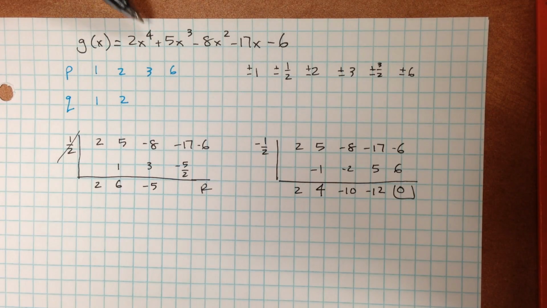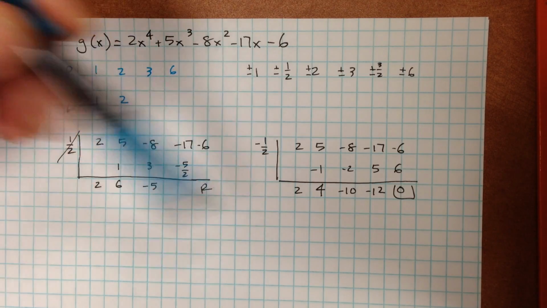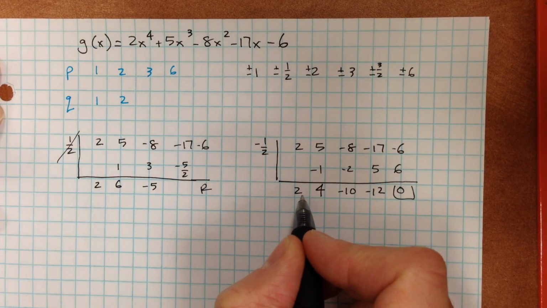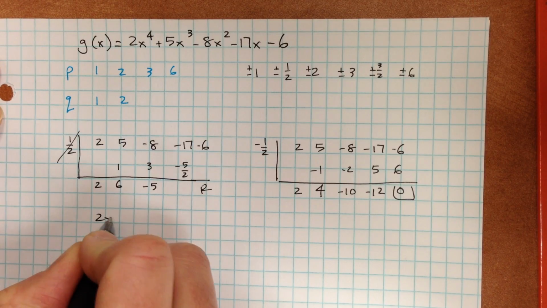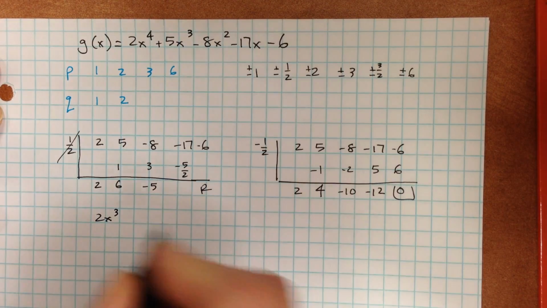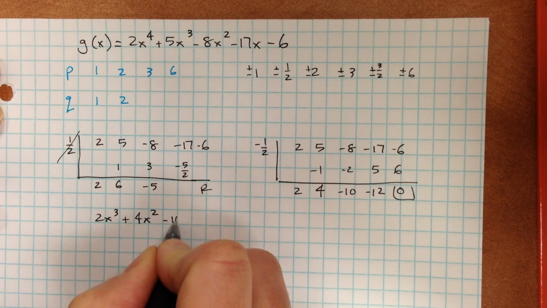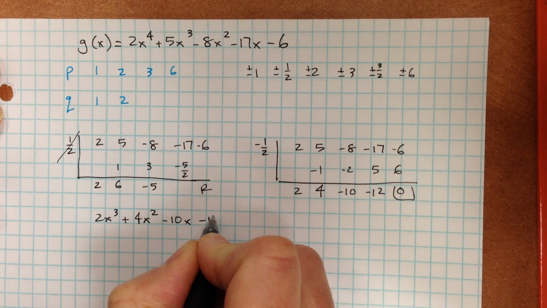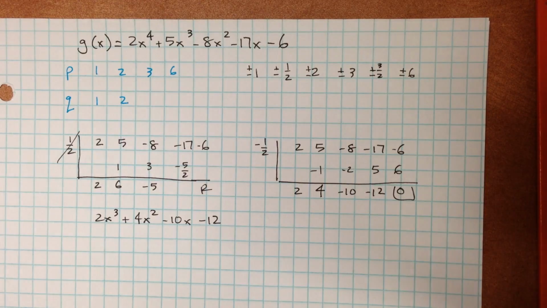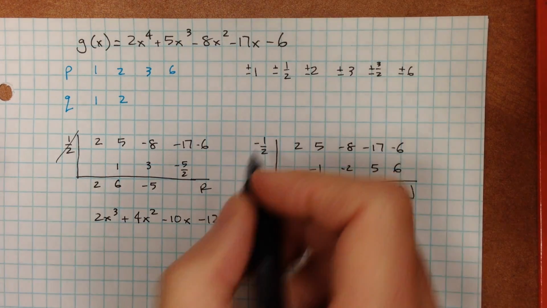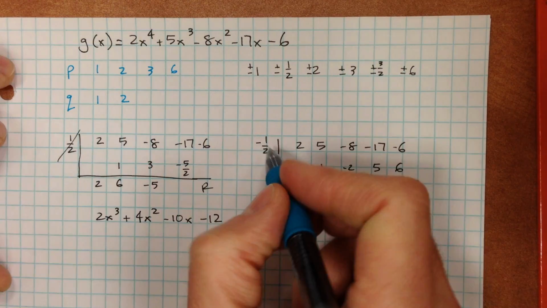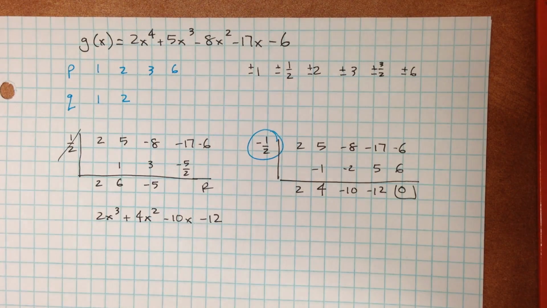So now we were at degree 4. We are now dealing with degree 3: 2x cubed plus 4x squared minus 10x minus 12. All right. I know that I have one of my roots. It is -1/2 right there. One of my zeros, one of my roots, -1/2. We have found one because we have a remainder of 0.